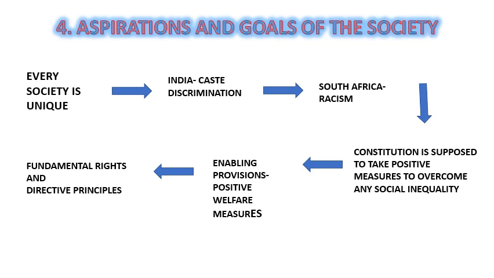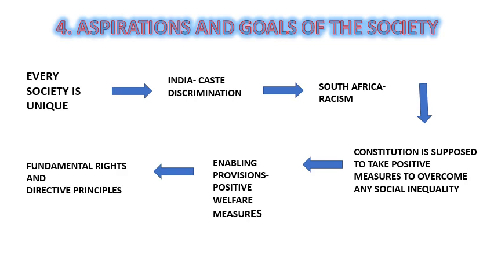Aspirations and goals of the society. Every society is unique. Every society has its uniqueness in the sense that the kind of society it has. For example, caste discrimination, it is very unique in India. Racism in South Africa at one point of time, that was something which was very prominently practiced in South Africa, which is also called as apartheid.